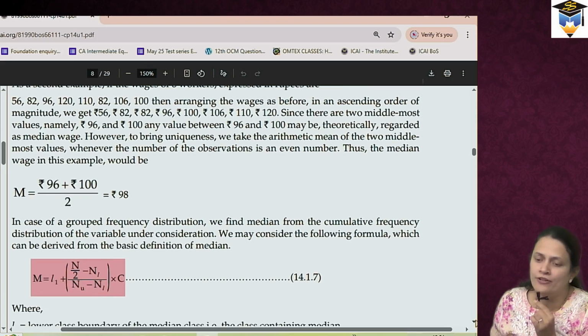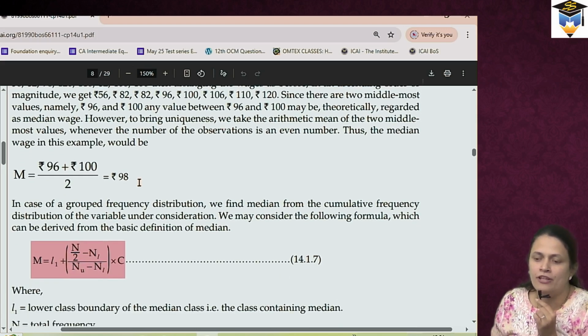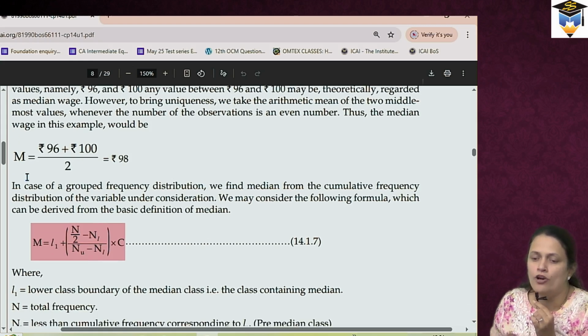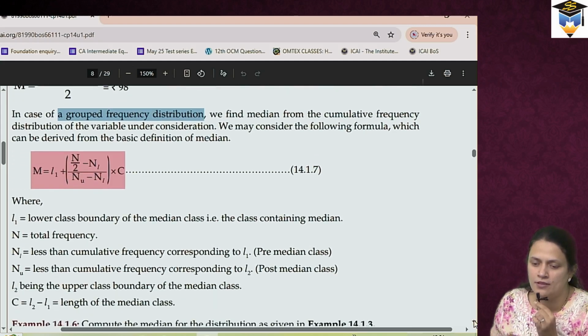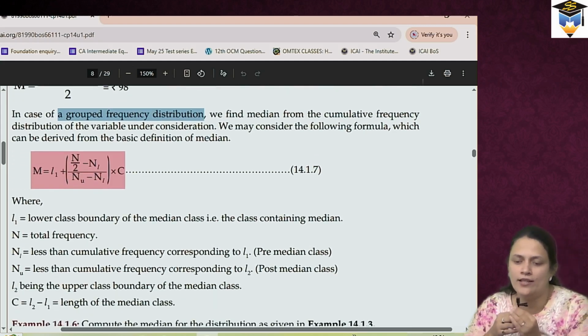And in a grouped frequency distribution, we find the median from the cumulative frequency distribution of the variable under consideration. Please write down this formula. For grouped frequency, give the heading as for grouped frequency, formula is M is equal to L1 plus (N by 2 minus NL) upon (NU minus NL) into C.